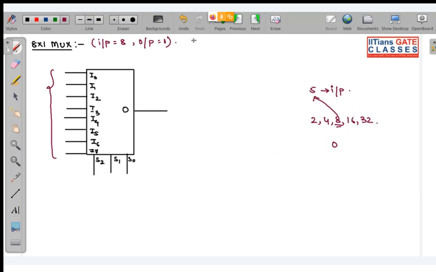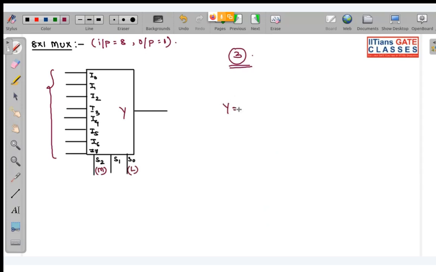So if I have 8 input lines, for selecting among 8 input lines, how many selection lines do I require? I require a minimum of 3 selection lines. Why? Because using 3 selection lines, I can select from 0 to 7. So here also, I am writing the output directly without drawing the truth table. Here S2 corresponds to MSB and S0 corresponds to LSB.